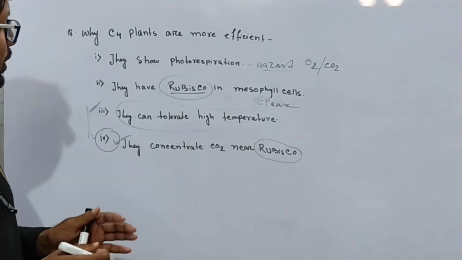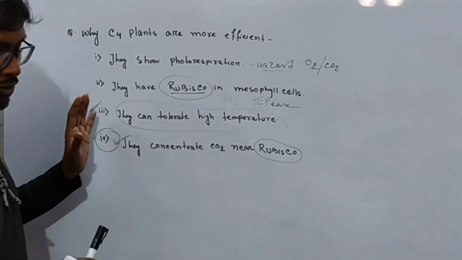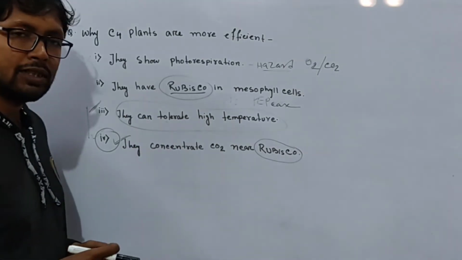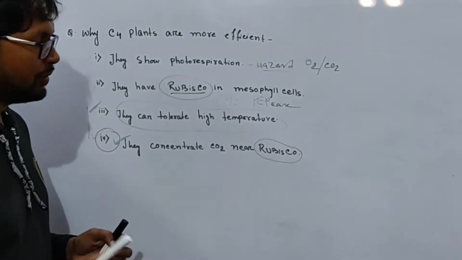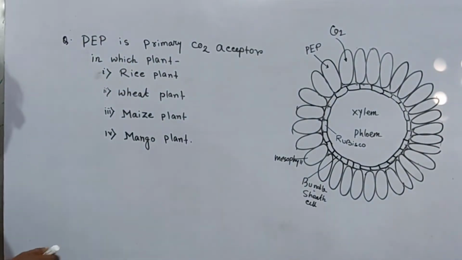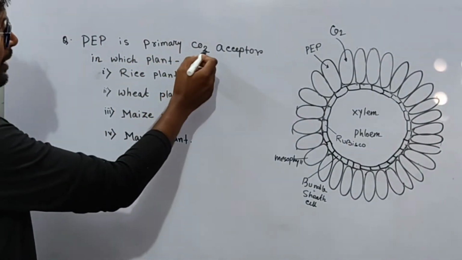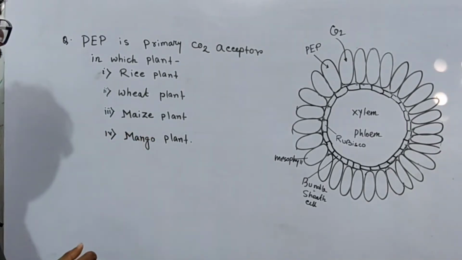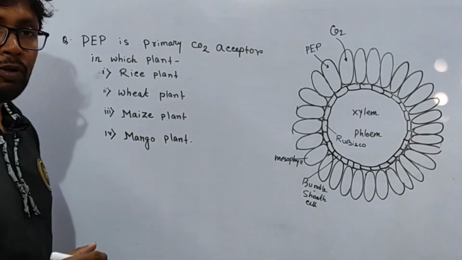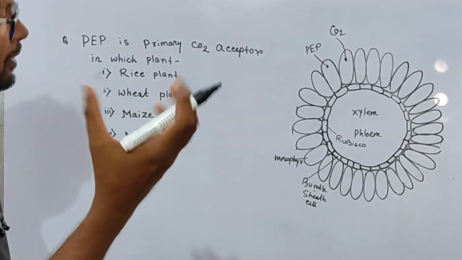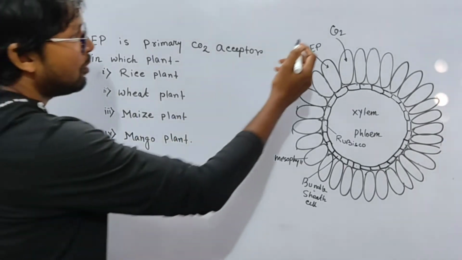In this way, when more than one answer is right, or a relative option is given, then you have to choose the more accurate one. So this is C4. This is most important: here PEP is the primary carbon dioxide acceptor. PEP, phosphoenol pyruvate, the enzyme PEP case, is present, that is phosphoenol pyruvate carboxylase. Actually they are able to absorb carbon dioxide from the atmosphere too.